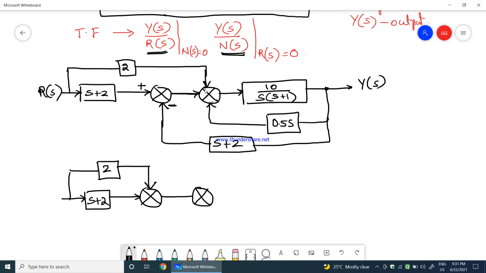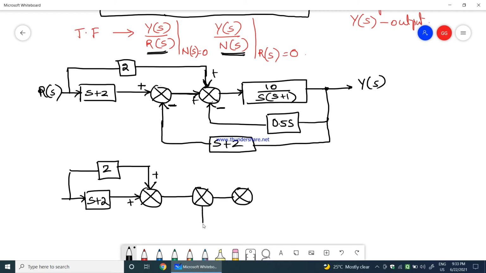Okay. So instead of giving here, I gave 2 to this block. So this is plus and this is plus. So here it is plus, plus, and this is minus. Okay. Now I'll split this summing point into 2 different summing points. Splitting this 3 input summing point to 2 different summing points.